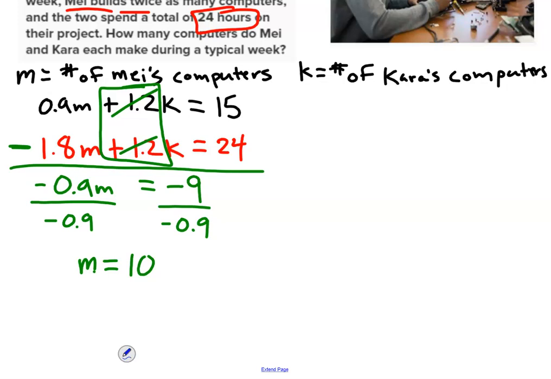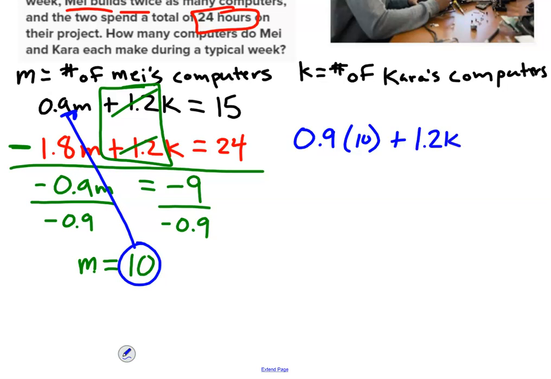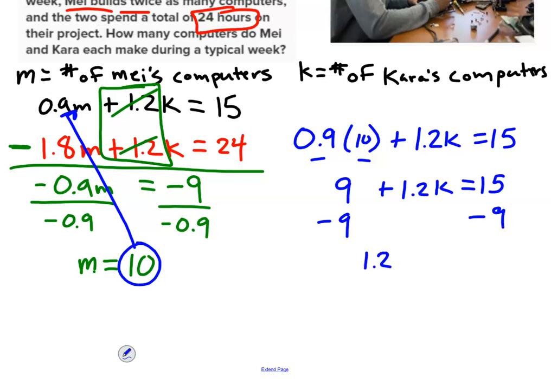So now that we know Mai's, we can find out how many Kara has by plugging this in. So I'm going to take this and plug it in right there. So we have 0.9 times 10 plus 1.2K equals 15. So for this first multiplication, 0.9 times 10, we just move the decimal point over 1. So we get 9 plus 1.2K equals 15. Here we'd subtract 9 on both sides, and we get 1.2K equals 15 minus 9, that would be 6. And we're going to divide by 1.2 on both sides. And K would equal 5.